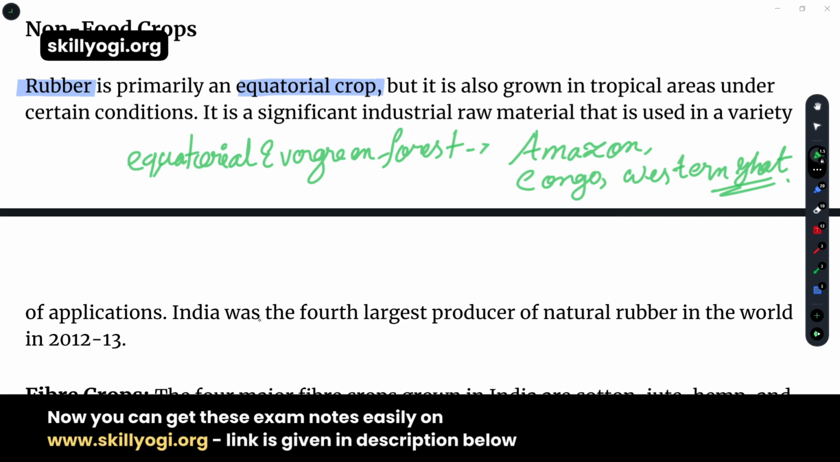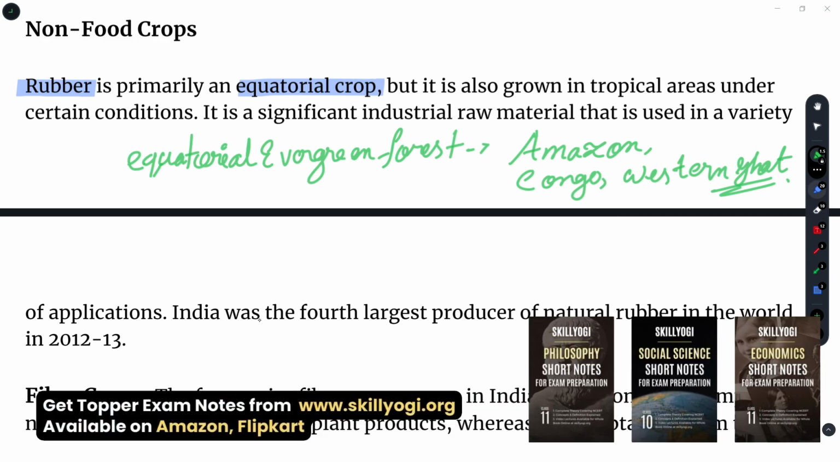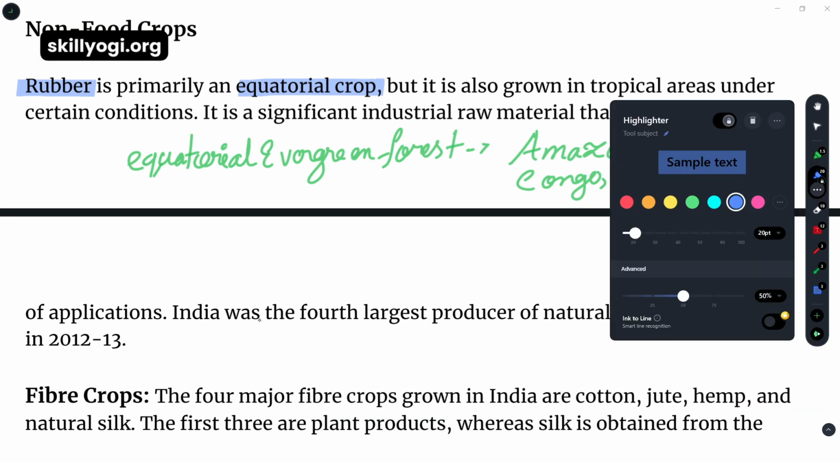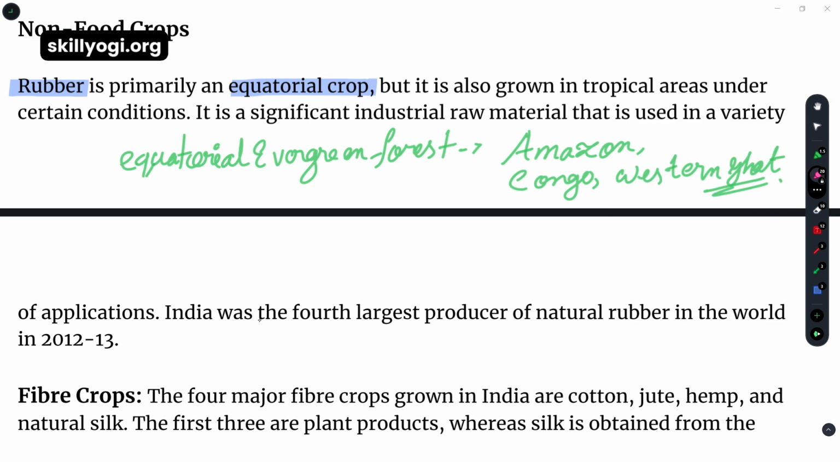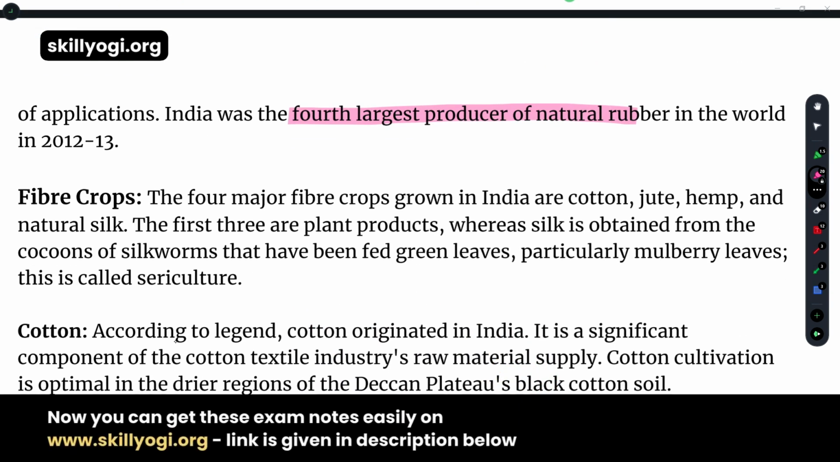It is also grown in tropical areas under certain conditions. It is a significant raw material that is used in a variety of applications, and India is the fourth largest producer of natural rubber. In the year 2012-13, if in your book the production measurement is also given for different years, you can mention that.